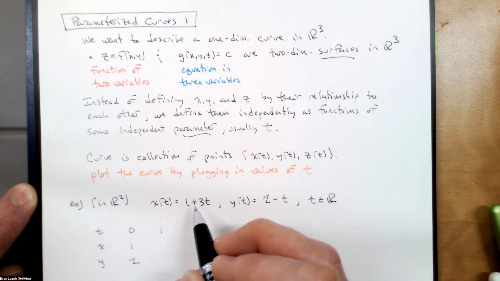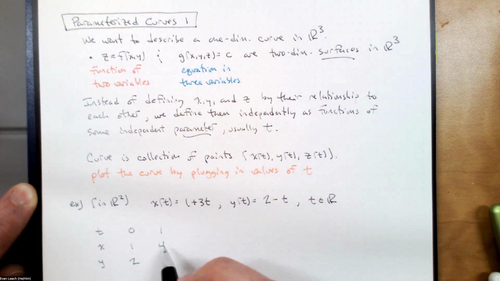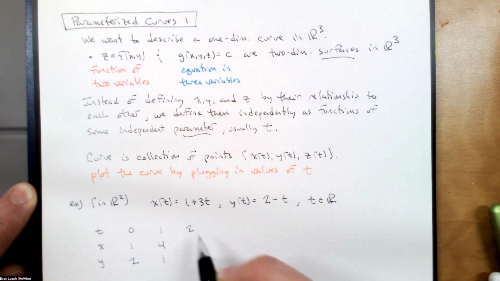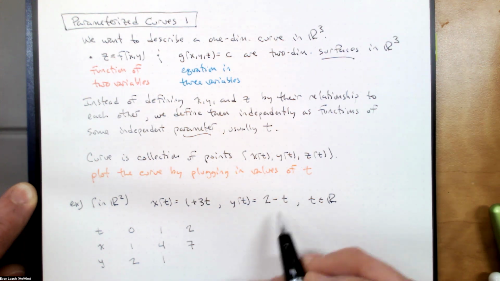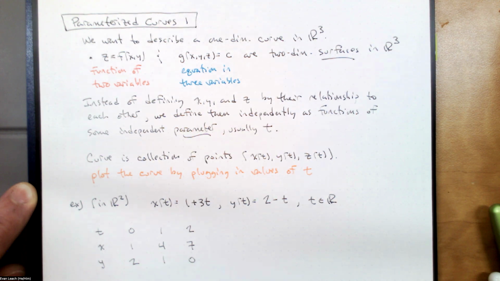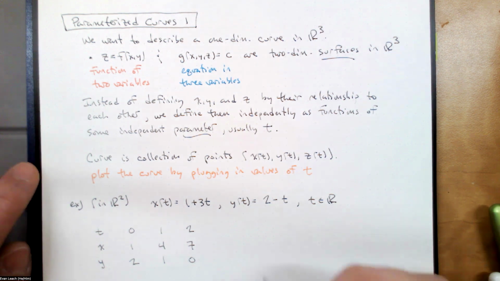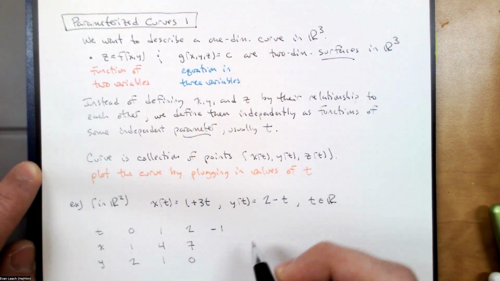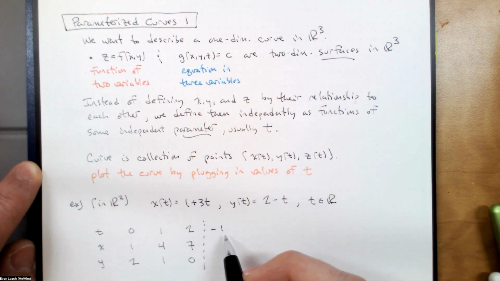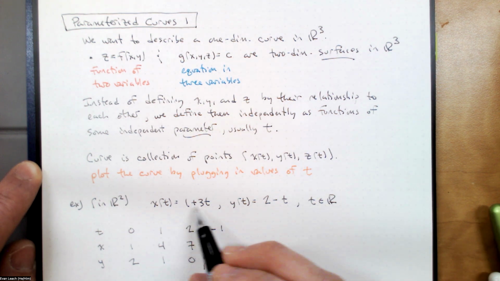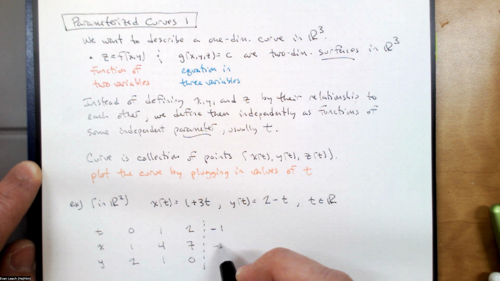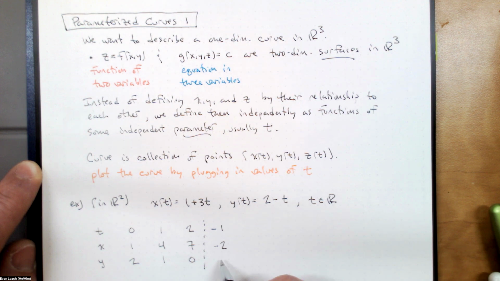If t is equal to 1, then I get x is 1 plus 3 or 4, and y is 2 minus 1 or 1. If t is 2, x is 1 plus 2 threes or 7, and y is 2 minus 2, which is 0. We can plug in negative values as well. Then our table will look a little bit messed up. If t is -1, then x is 1 minus 3, -2, and y is 2 minus -1 or 3.